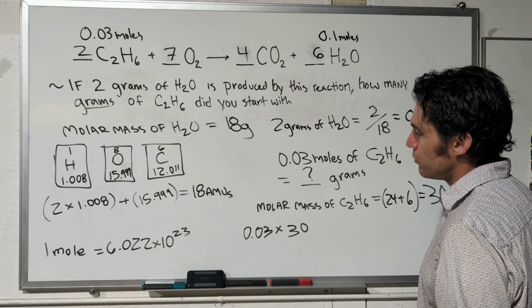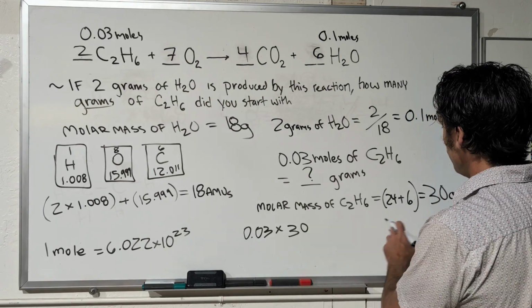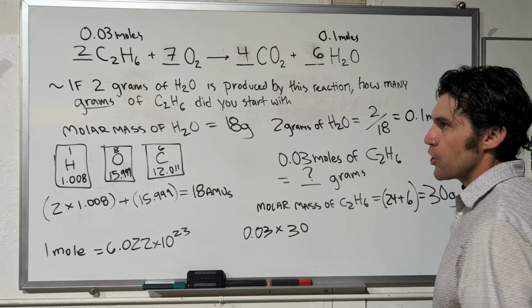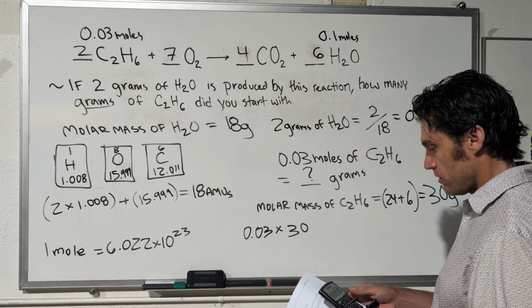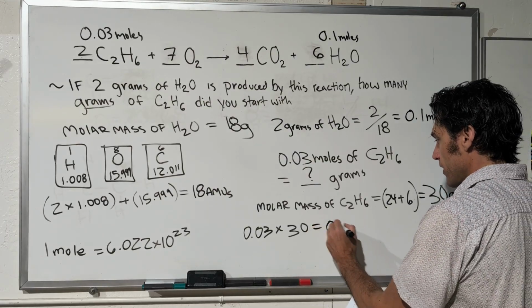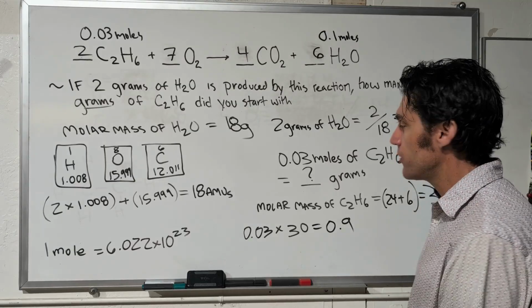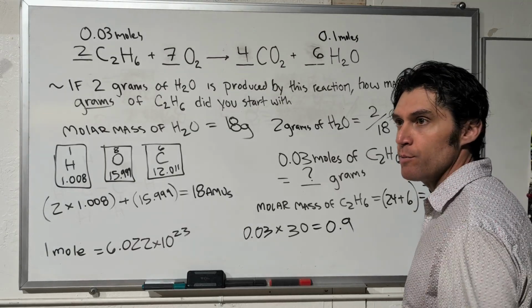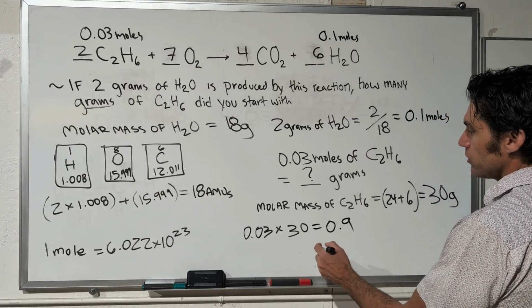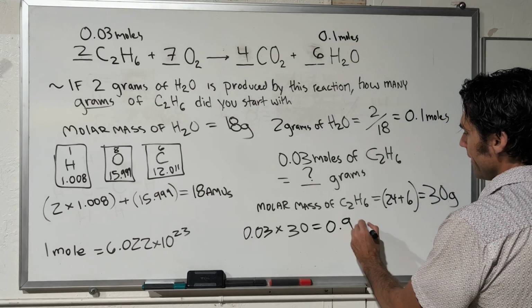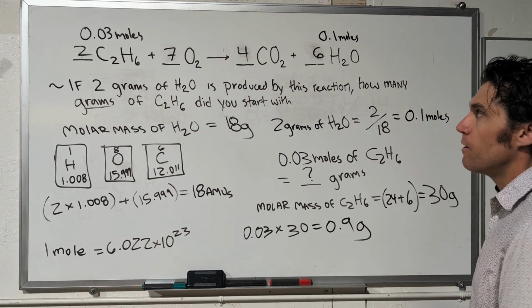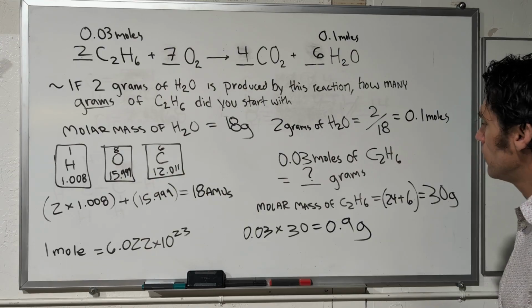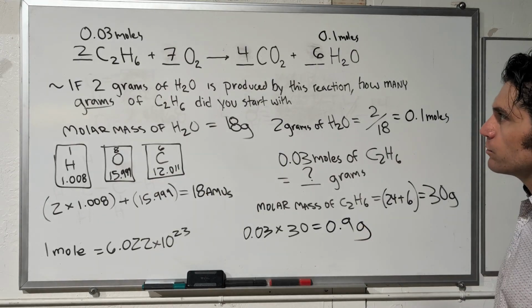So this is the same type of math. You do the decimal times the total, and we know 0.03 times 30 is 0.9. So 0.9 of these molecules like Nickelback. Just kidding. All of them like Nickelback, because Nickelback's the best band ever. So this is equal to 0.9 grams, because the molar mass is 30 grams, but we don't have a mole, we have 0.03 moles.